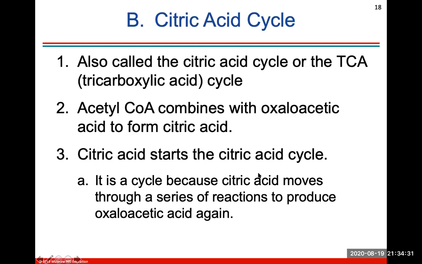And this is just a cycle because citric acid will move throughout it through a series of reactions to become oxaloacetic acid again. So we have a beginning product of oxaloacetic acid and an end product of the same molecule. So it'll start and end with the same structure. So that's why we call it a cycle.